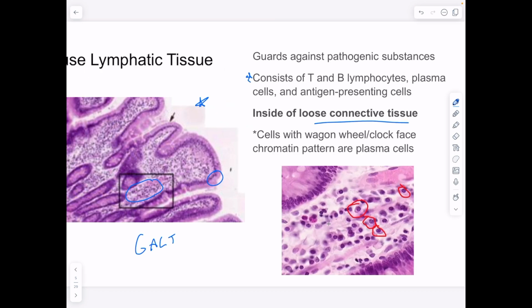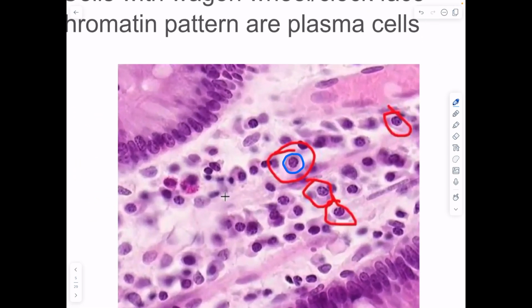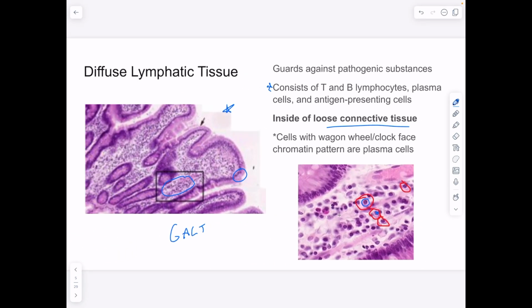If you look at it really closely, if you zoom in here, these are actually plasma cells. You can see kind of a clock face or spokes of the wheel in the chromatin pattern of the nucleus. They are plasma cells, which are differentiated B cells. So a big round nucleus, not too much cytoplasm, but they've differentiated further from the generic B lymphocyte into the plasma cell. And so you can see a little bit more going on with the nucleus than you could previously.